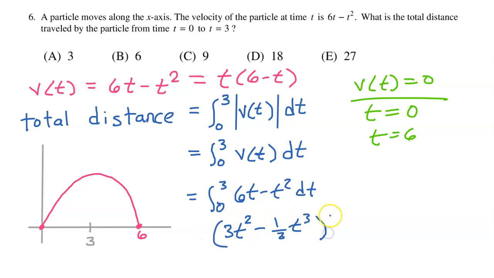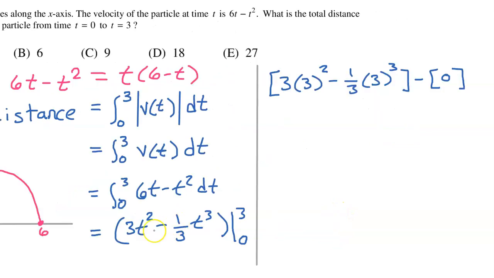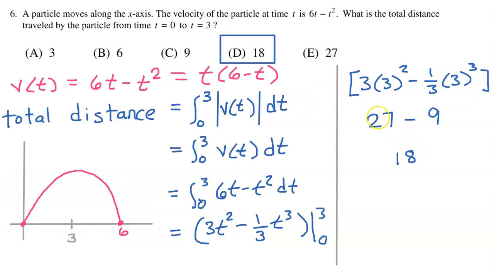We need to apply the limits of integration from 0 to 3. This means we need to find the value at 3 minus the value at 0. Noticing that both terms have a t, the value at 0 will just be 0. Simplifying, we get 27 minus 9, which is 18. So the answer is D.